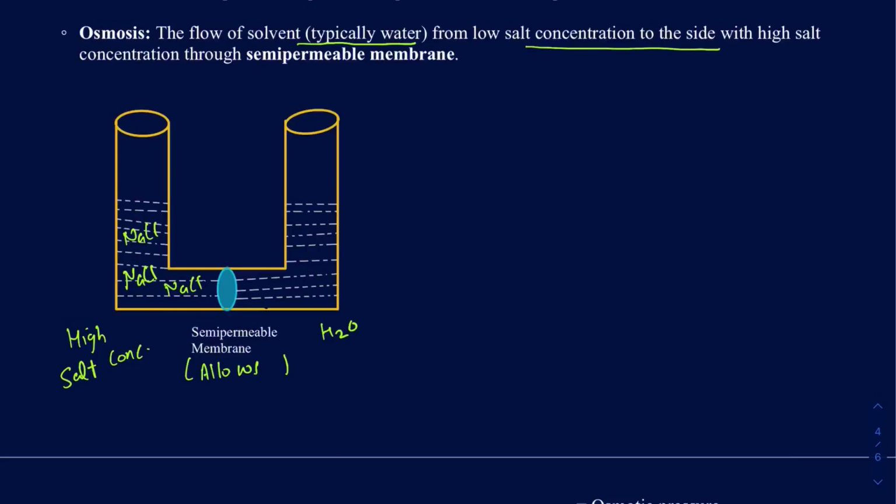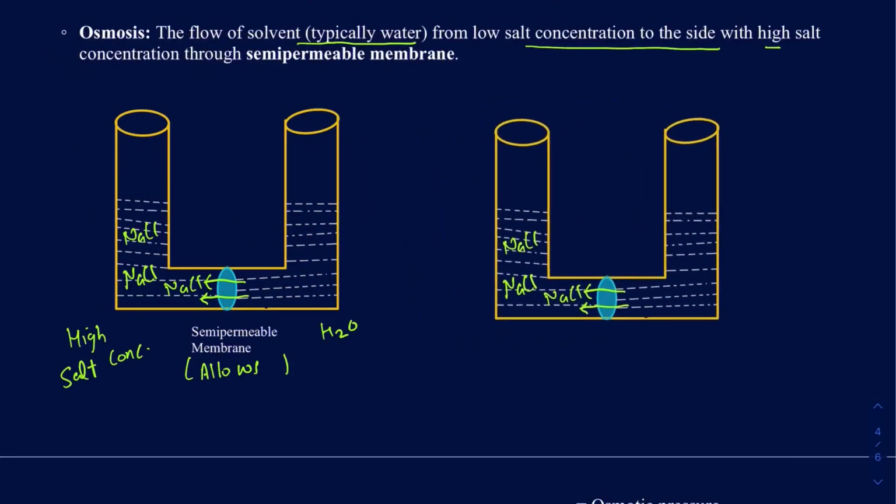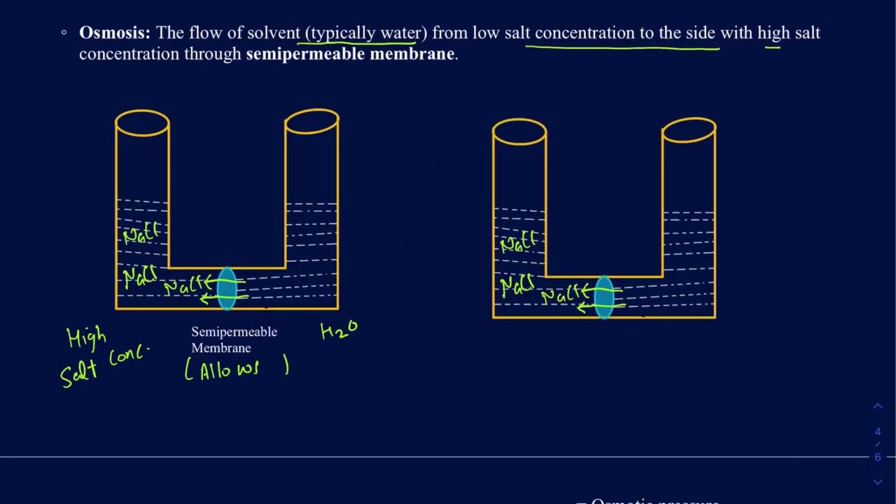Now, since you have high salt concentration on the left side, the net flow of the water is going to be going from the right compartment to the left compartment like this. Your water is always going to flow from low salt concentration to the side that has the high salt concentration until the salt concentrations on both sides are roughly equal to one another. So what happens when you have this water flowing from the right side to the left side? On the right side, the water level is going to go down, and on the left side, your water level is going to go up.